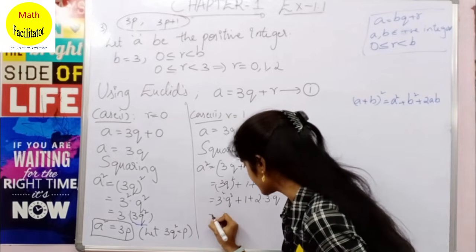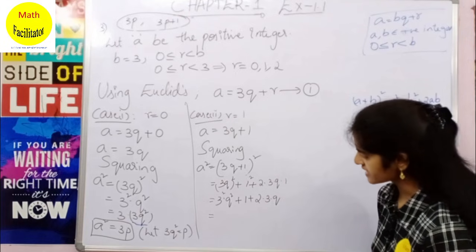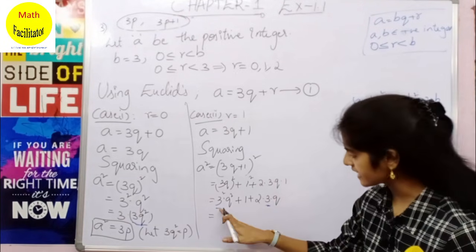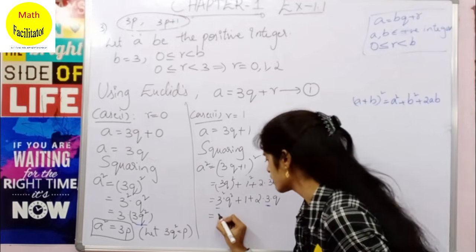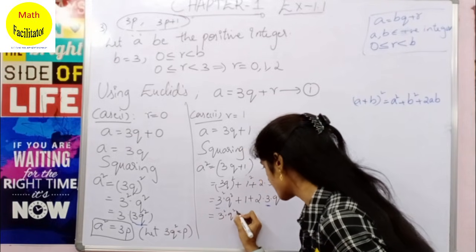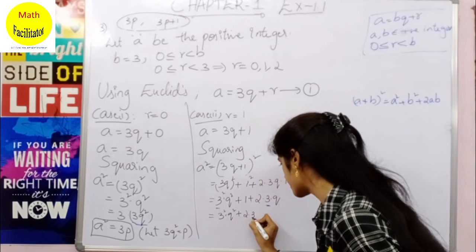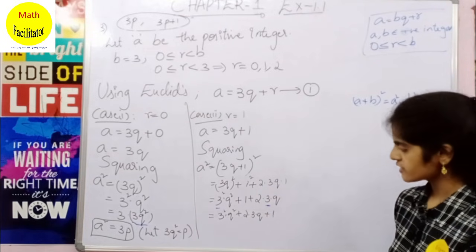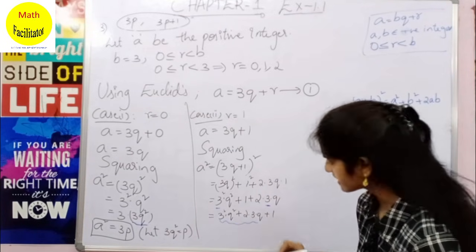Okay, now here in these two terms you can see you have 3 common. Here you have 3, here you have 3. Okay, so let me take these two terms together. So it is 3 square Q square plus 2 into 3 into Q plus 1. Okay, so from these two terms let us take 3 common.